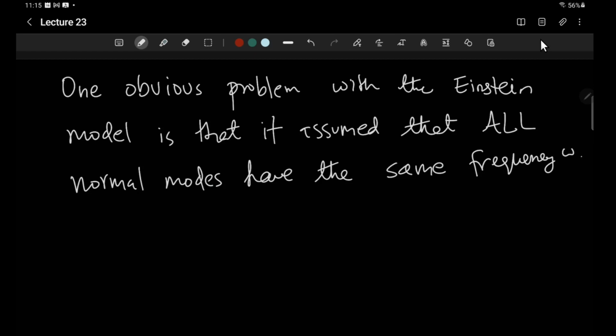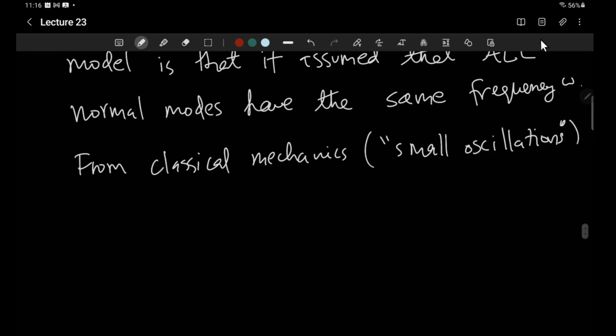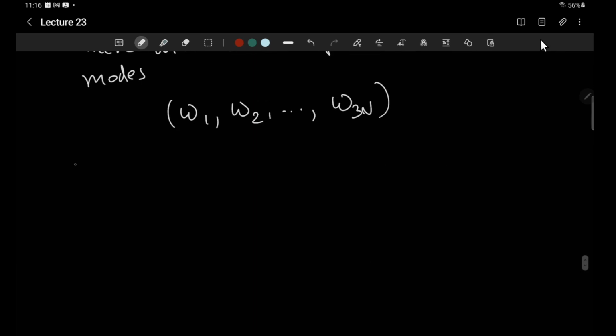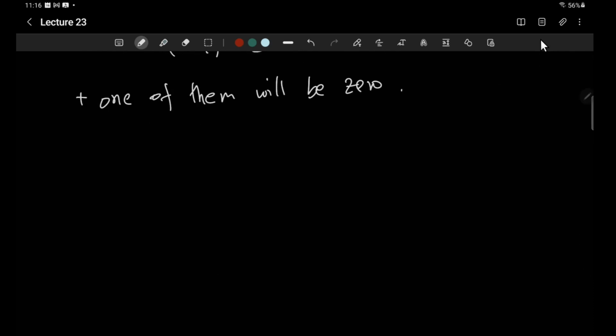Okay. But from our classical mechanics, we know the following thing: if you remember, we did small oscillations. Okay, so there will be a bunch of normal modes. So there will be a spectrum of normal modes: omega 1, omega 2, omega 3, and some of them might be equal, etc. And we also know that one of them will be 0 also. The overall translation will be. Okay, so this is what we know. So we can correct.